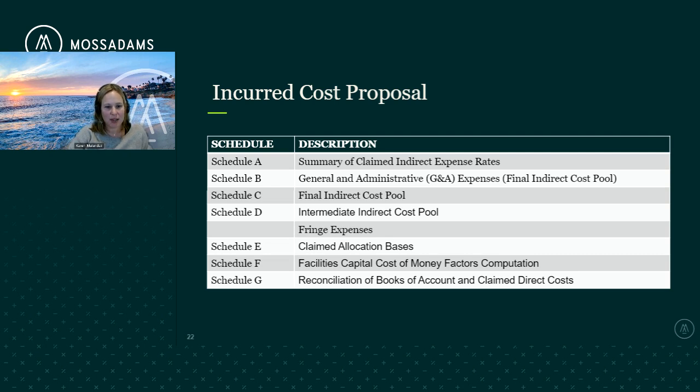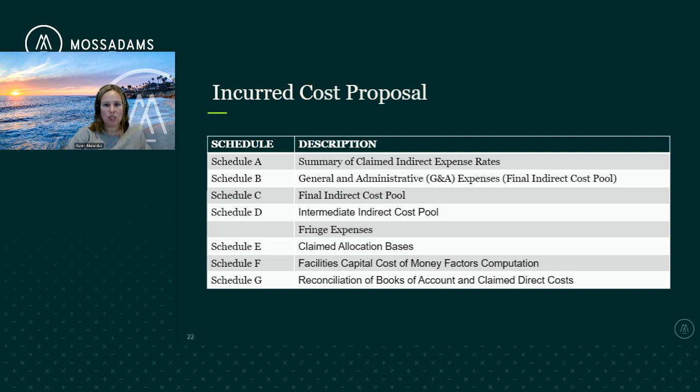Schedule B, that's going to be your G&A expenses, which is a final indirect cost pool. So what you'll do is you'll enter your G&A expenses from your expense pool directly into that tab. You'll put in your account number, your account name, the amount. There's also an adjustment column. So if there's any types of expenses within that account that are unallowable, whether it's excess salary or some type of expenses that you've identified as unallowable, you'll put that on there so you're only claiming the allowable portion.